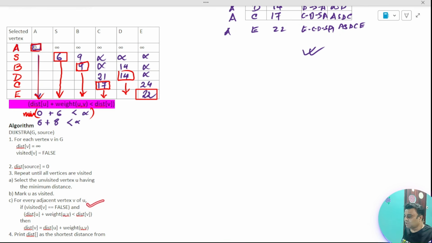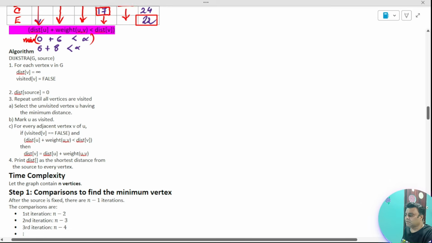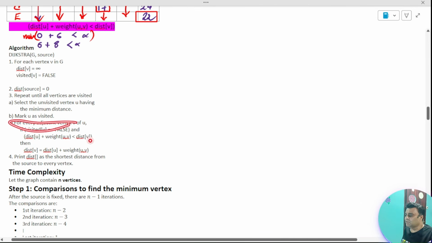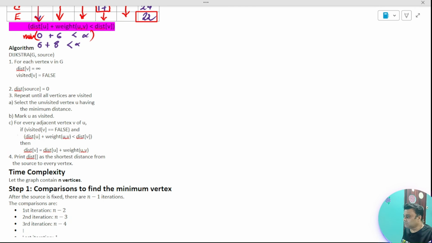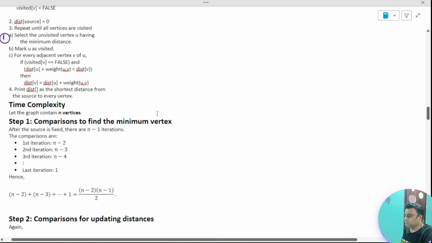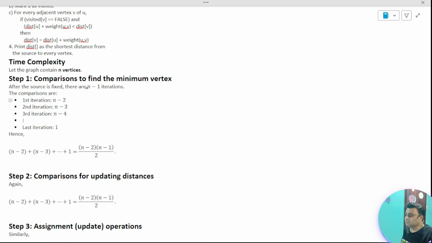One is you are doing a comparison here, which is the check. And then another thing that you are doing is actually assigning that value. These are the two things that you are doing here. So this is step number 1, which is incurring a cost of this. That is, because you are at n, because the source is fixed, you will have to compare with n minus 2, then n minus 3, then n minus 4, and so on, because the first iteration will be with n minus 2, right? Because those two are anyway taken, so you will do n minus 2 comparisons.